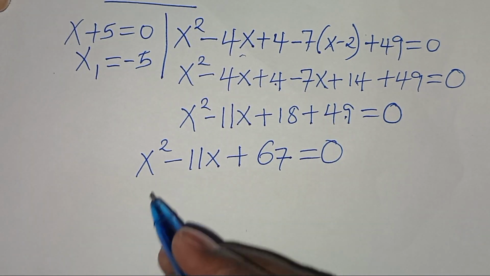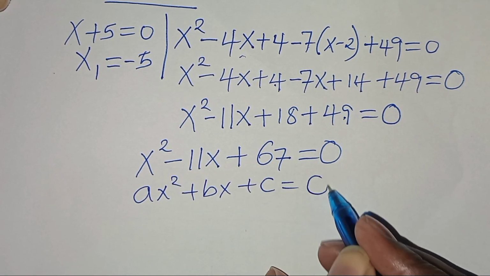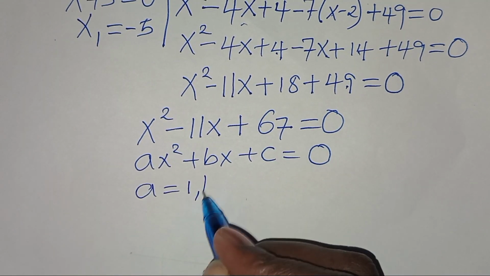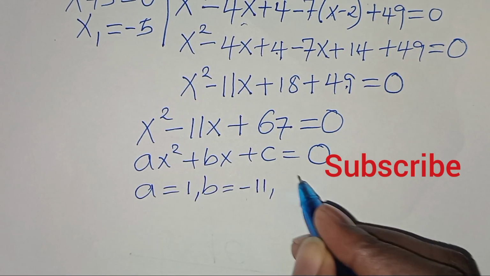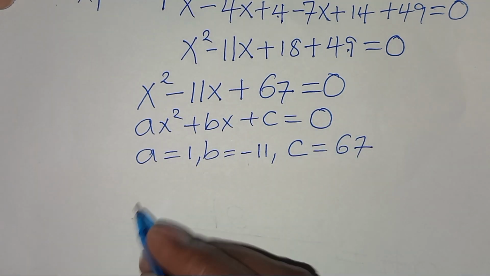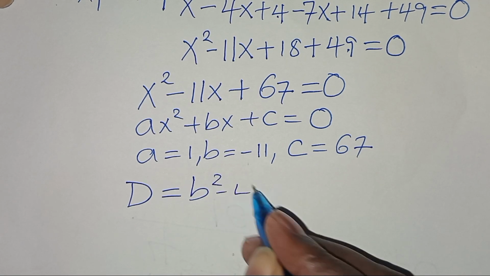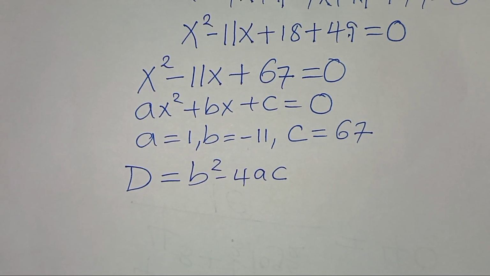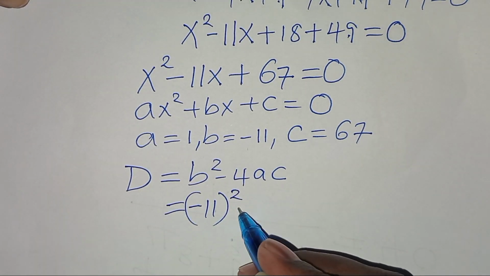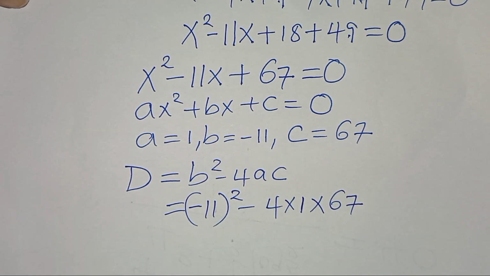Now we have a quadratic equation of the form ax squared + bx + c = 0. Now from this quadratic equation, we have a equal to 1, b equal to negative 11, and c equal to 67. So the next step here, let's check the nature of the roots of this quadratic equation by determining the discriminant value, which is b squared minus 4ac. Now let's substitute the values of a, b, and c here. So b here is negative 11, so we'll have (−11) squared, subtract 4 times a, which is 1, times c, which is 67.